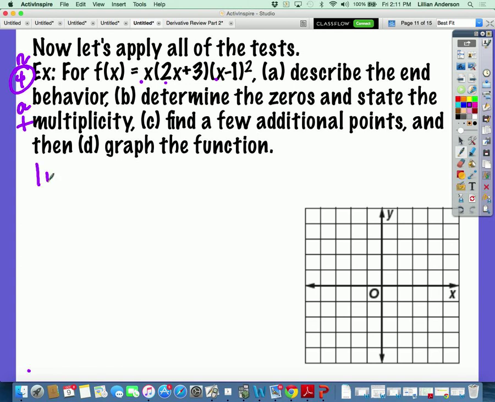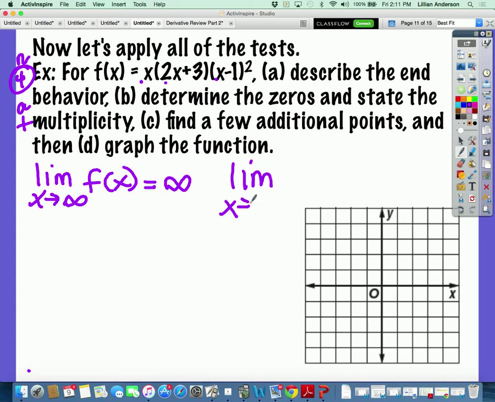So my end behavior will look like what? Show me with your arms what it would look like. If n is even and A is positive, that's what our graph should look like. So as x approaches positive infinity, it will be positive infinity. And as x approaches negative infinity, it will be positive.